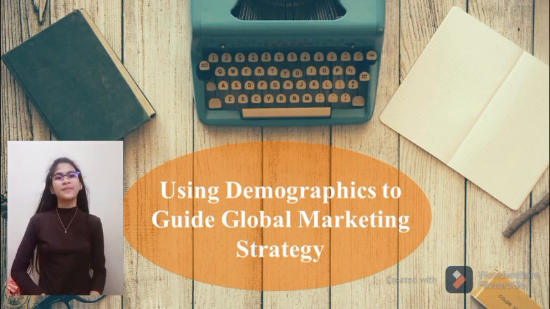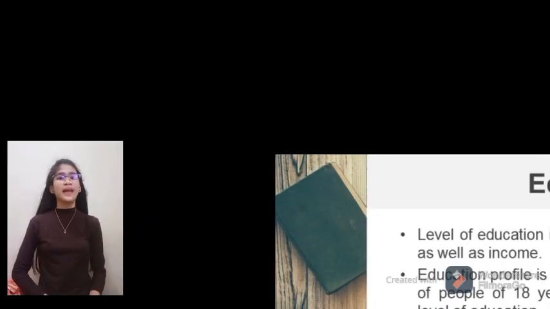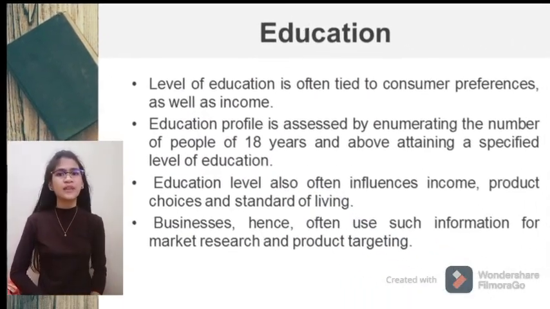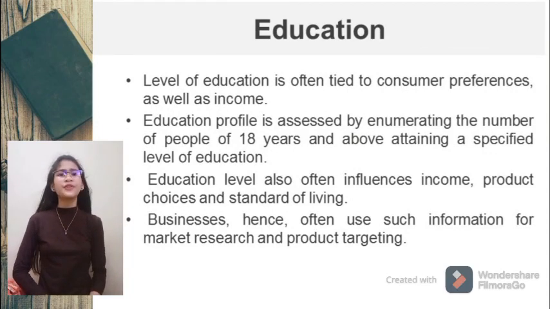The next subtopic is about education and occupation. First, let's proceed with education. Actually, the education level is often tied to consumer preferences, standard of living, as well as the income of a particular individual, which tends to influence his buying decisions.